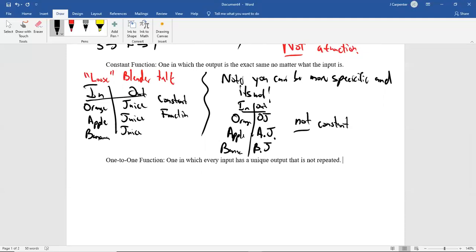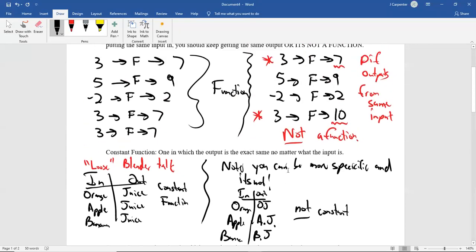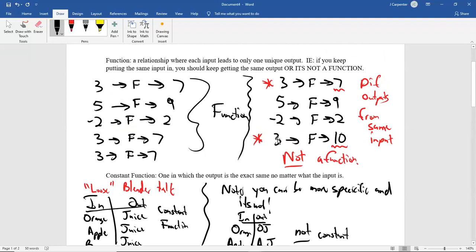So the idea of being a function is you can't put the same number in twice and get different values. See, the left side was okay. We put in the threes 3 times, in fact, but because we kept getting 7, that's okay. That was a function. Here, it's not a function because we have the same inputs but different outputs.